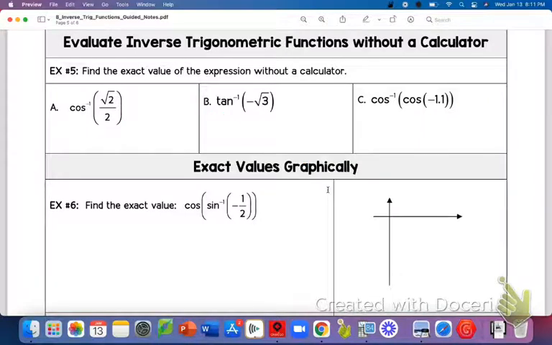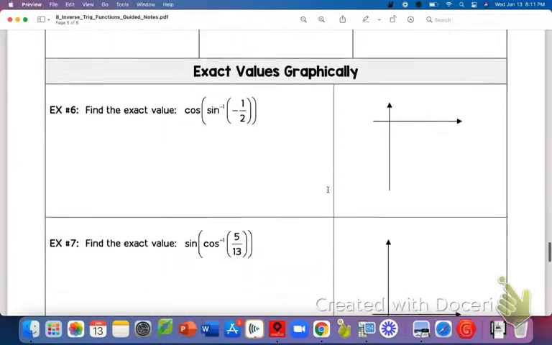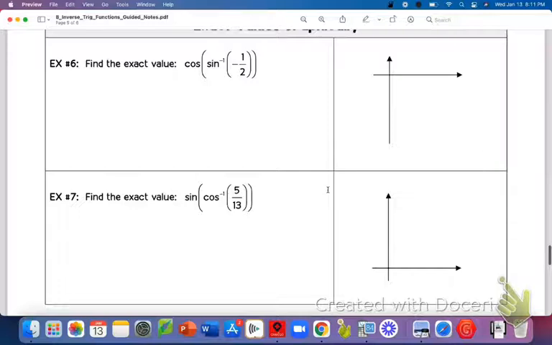Okay, so anyways, now let's go down to exact values graphically, which is kind of what I was doing, because I'm a visual person, that's just kind of what I usually tend to do. Okay, so we're going to work inside, and then peel our way out. So the sine inverse of -1/2. Let's first think about what that looks like as a reference angle. Sine inverse means we're always trying to find the angle.